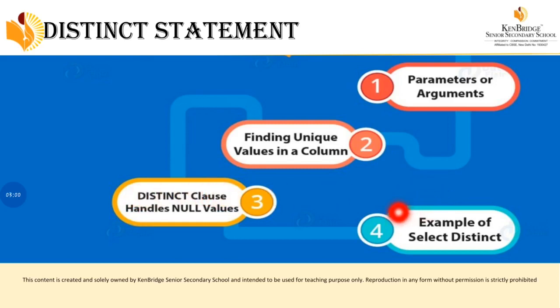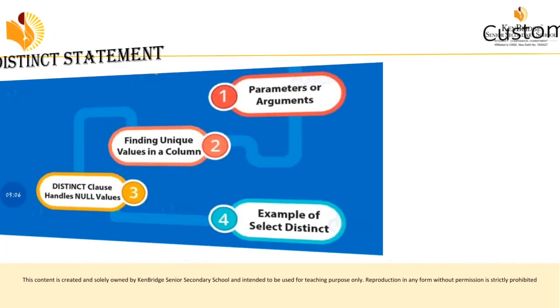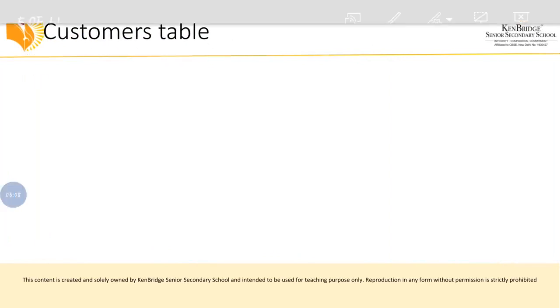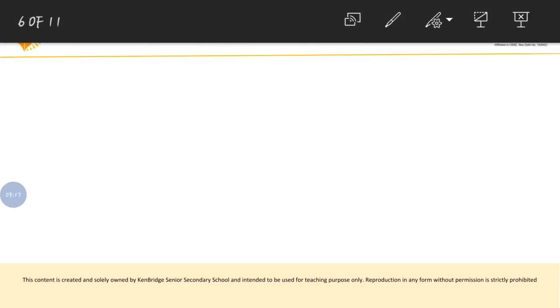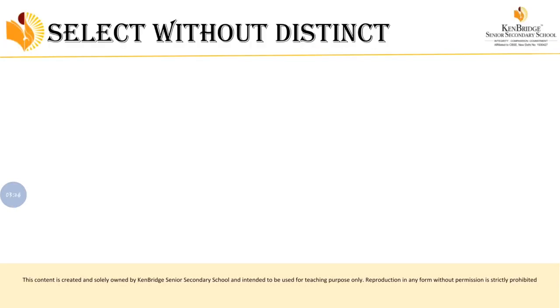So the example of select distinct we are going to see now. Let's see the example and the statement of the distinct statement. Before that, here is a demo table. The table name is the customers table. Based on this demo table we are going to see the queries. So let's see the select without distinct. Already we have seen the select statement in SQL. Now we are going to see an example for select without distinct, that is, without using distinct, how the select will be used in the query.